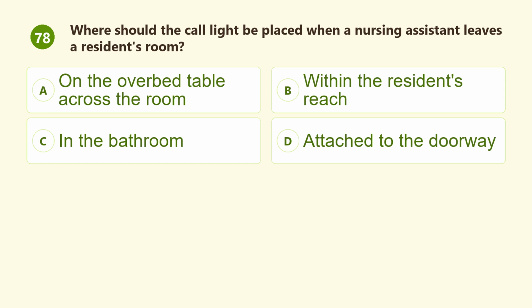Question 78. Where should the call light be placed when a nursing assistant leaves a resident's room? Option A, on the overbed table across the room. Option B, within the resident's reach. Option C, in the bathroom. Option D, attached to the doorway.